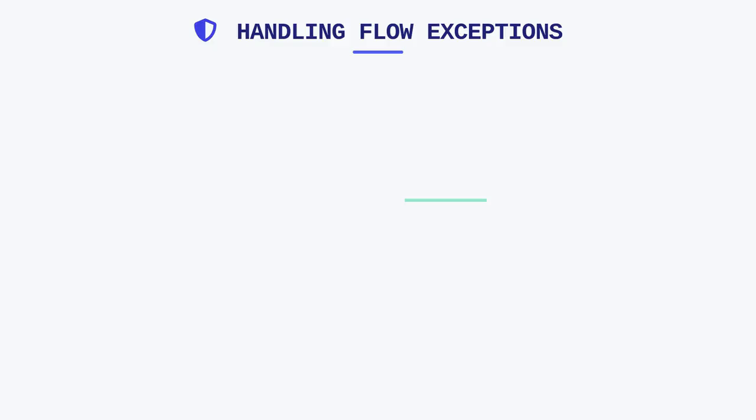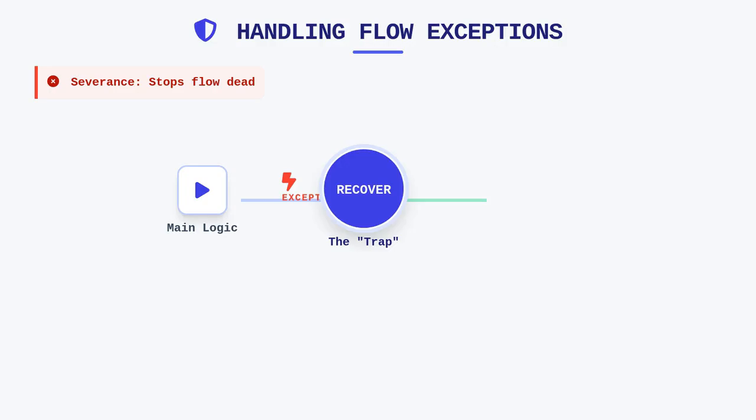If you think of a process studio flow as a continuous line of logic, an exception acts as a sudden severance of that line, effectively stopping the flow dead in its tracks. A recover stage functions as a specialized control structure that intercepts this interruption, preventing the error from bubbling up further than you desire. By placing a recover stage strategically, you create a dedicated trap that catches the exception, holding it in a suspended state that allows you to decide how to proceed.